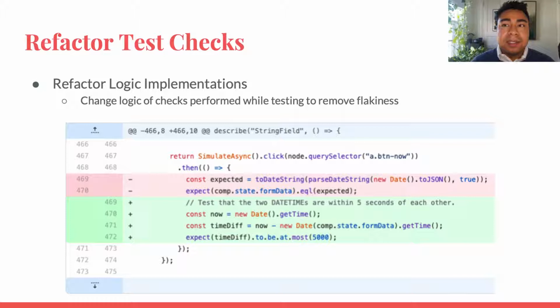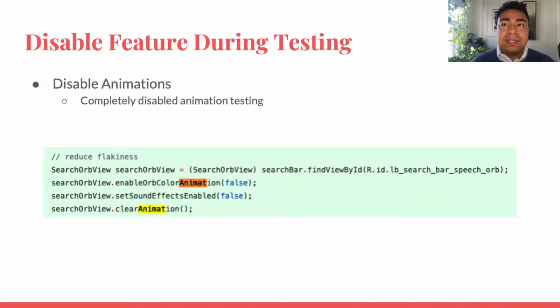In the example below, we can see that the strict time comparison is changed to allow an error margin of 5 seconds. Finally, some tests opt to disable features that introduce flaky behavior during testing, such as disabling the animations, as shown in the example below.